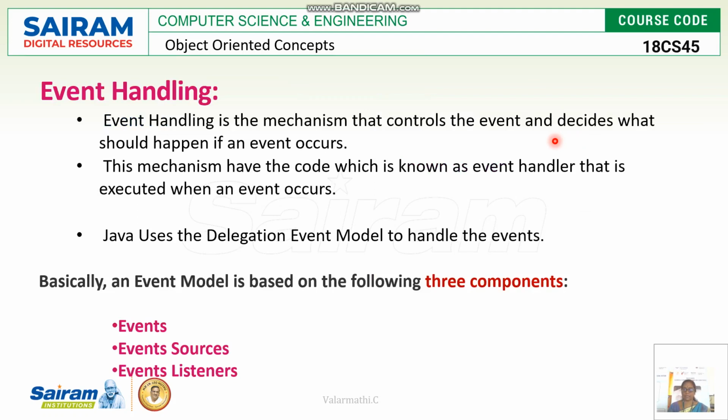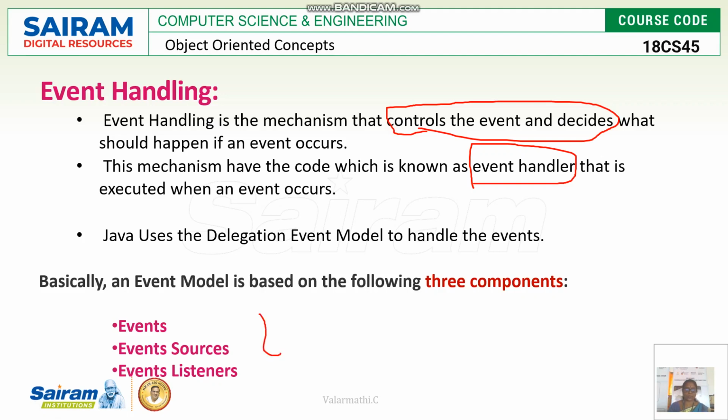What is meant by event handling? Event handling is a mechanism that controls events and decides what should happen if an event occurs. If the event has occurred, the follow-up action that has to be taken is called event handling. This mechanism has code which is known as the event handler, and whenever the event occurs, that event handler code will be executed.